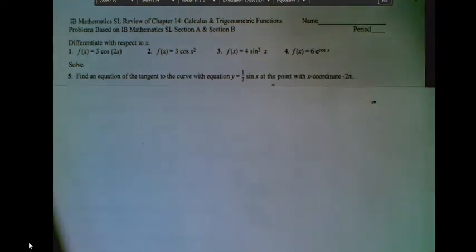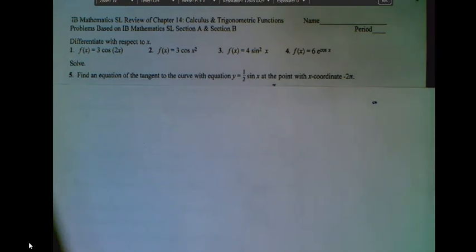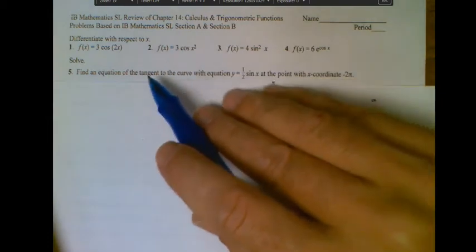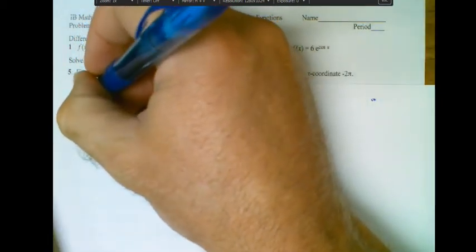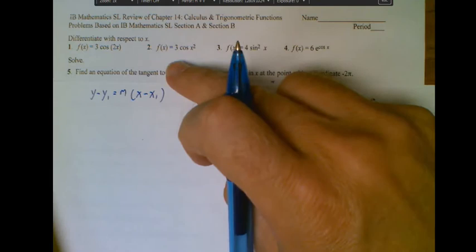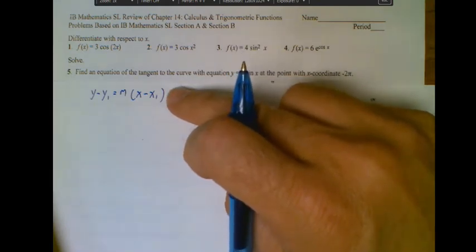So find an equation of the tangent to the curve with the equation of y equals 1/2 sine x at the point with an x coordinate of negative 2 pi. So we are looking for the equation of a line, which keep in mind, the main thing we're looking for there is a point slope equation. So that should be the first thing that comes to mind, needing to get the equation of a line. This is always going to be a good place to start.